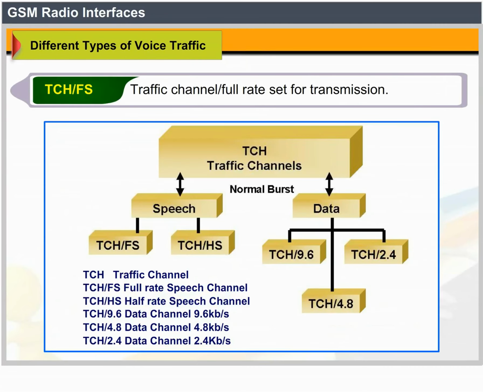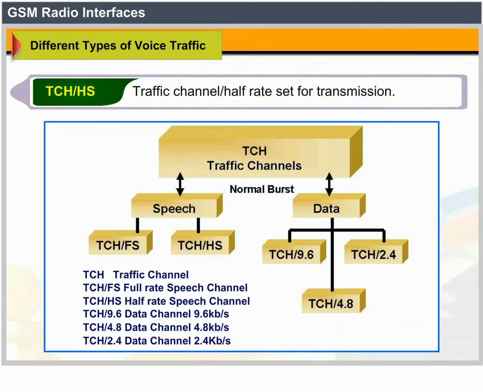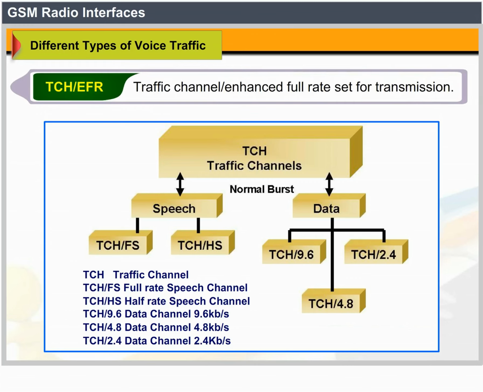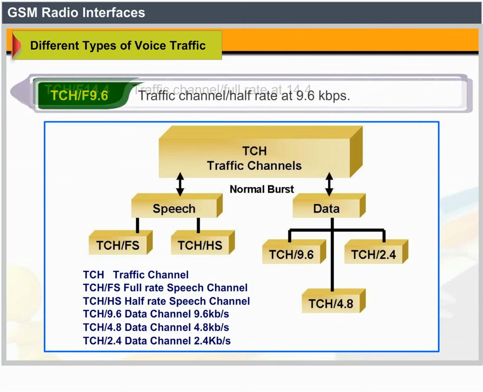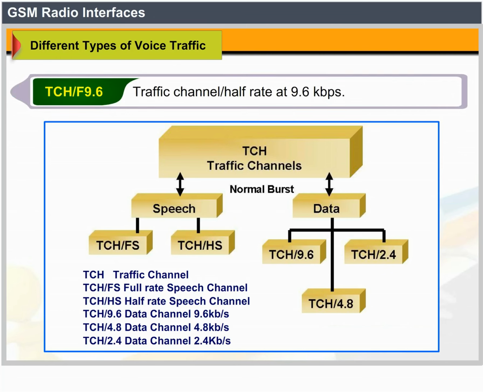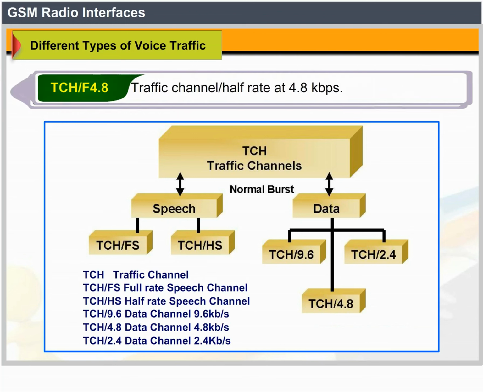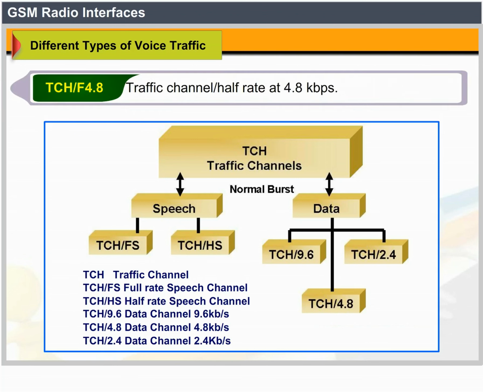TCH/FS, traffic channel / full rate set for transmission. TCH/HS, traffic channel / half rate set for transmission. TCH/EFR, traffic channel / enhanced full rate set for transmission. TCH/F14.4, traffic channel / full rate at 14.4. TCH/F9.6, traffic channel / half rate at 9.6 kbps. TCH/F4.8, traffic channel / half rate at 4.8 kbps.